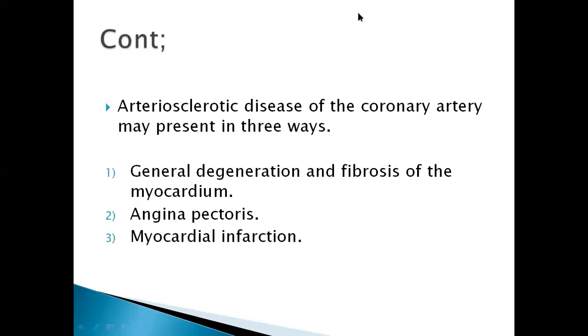Now the atherosclerotic disease of the coronary artery may present in three ways. That may be either general degeneration and fibrosis of the myocardium. Another feature that can present is angina pectoris. Angina pectoris is chest pain that is caused by exertion. Myocardial infarction occurs when there is complete blockage of a branch of the coronary artery.